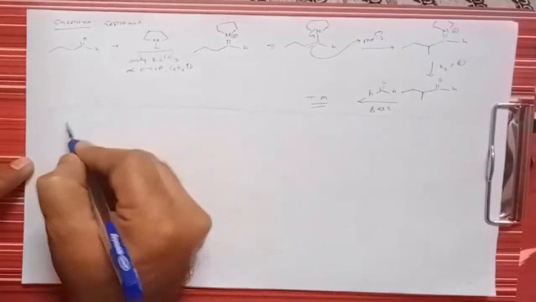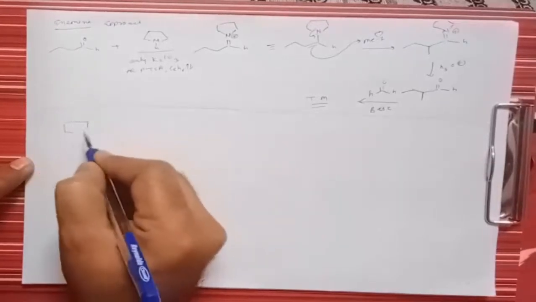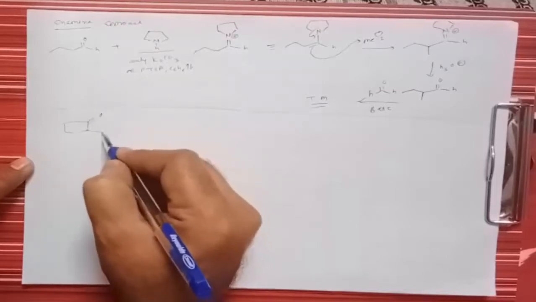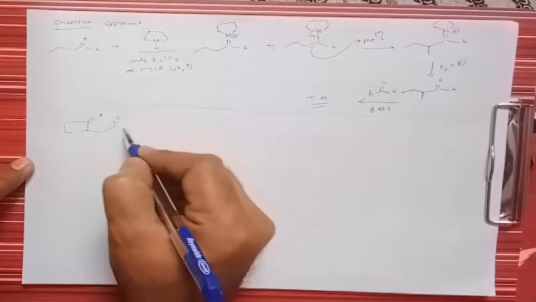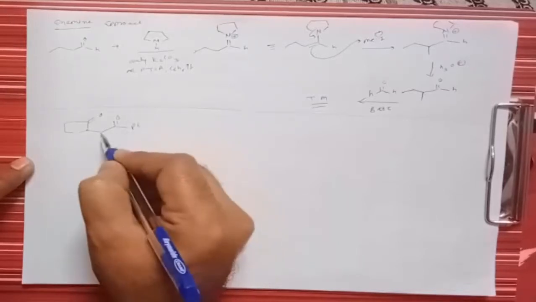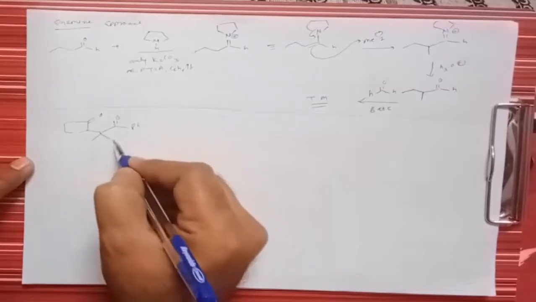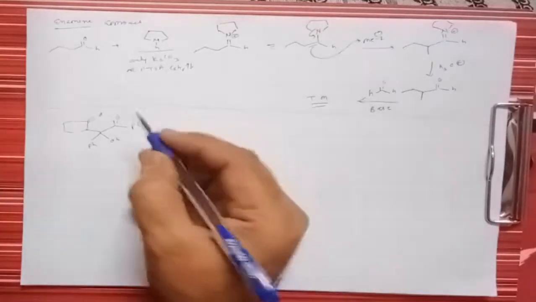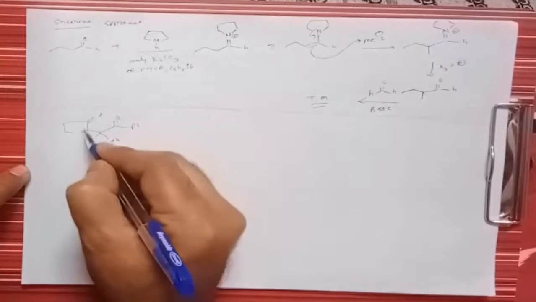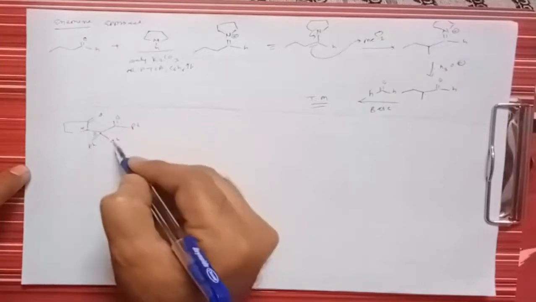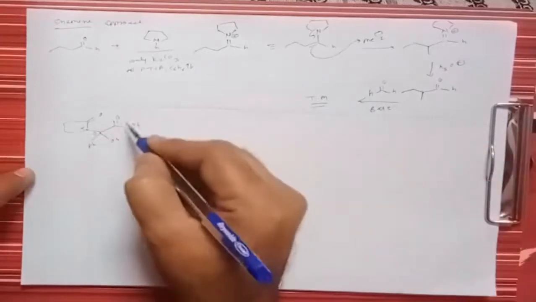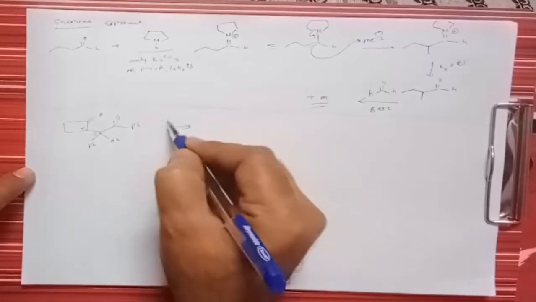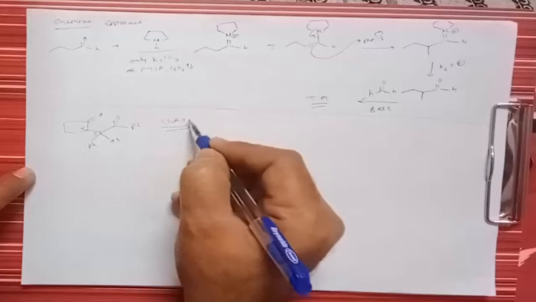The other target molecule contains such type of beta hydroxy carbonyl compound, Ph. So here is OH and Ph. So if we see this molecule, this carbon is alpha and this is beta. That is a beta hydroxy carbonyl compound. But here we can see a 1,2 pattern.